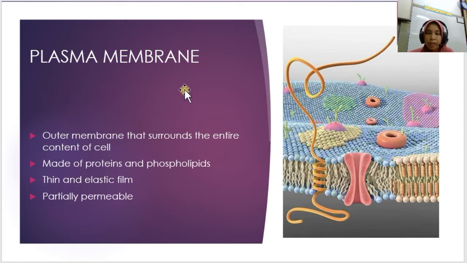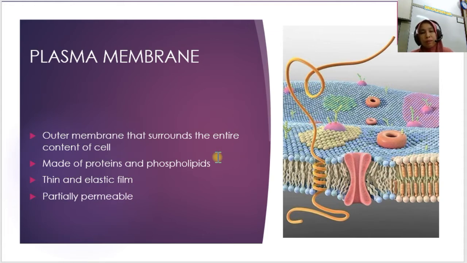plasma membrane. So this is our plasma membrane under an electron microscope. We can see it like this. The outer membrane that surrounds the entire content of the cell is referred to as the plasma membrane. It is made up of proteins and phospholipids. We will learn more about the plasma membrane in chapter 3.